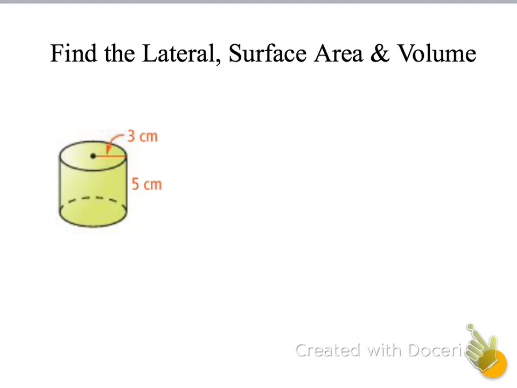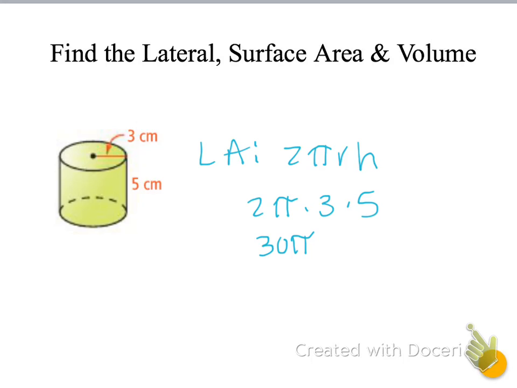Okay, find the lateral area, surface area, and volume. First off, our lateral area equation was 2 pi r h. So we're going to do 2 times pi times my radius, which is 3, times my height from top to bottom, which is 5. 5 times 3 is 15, 15 times 2 is 30 pi. So our lateral area is 30 pi.